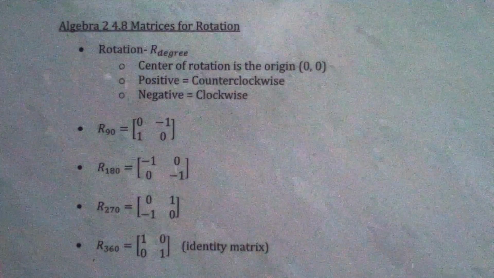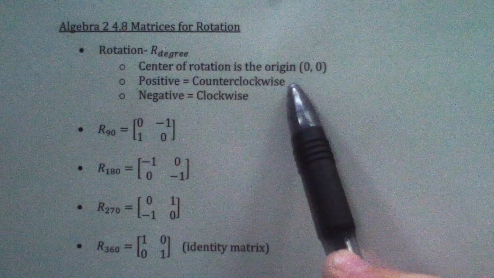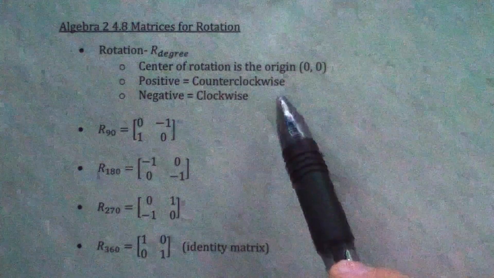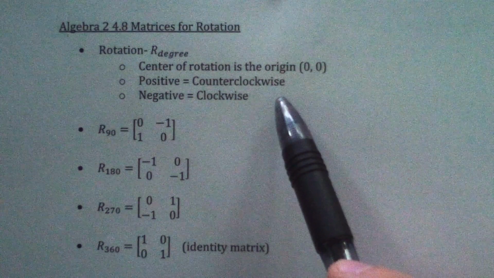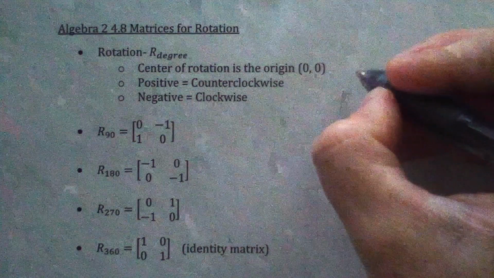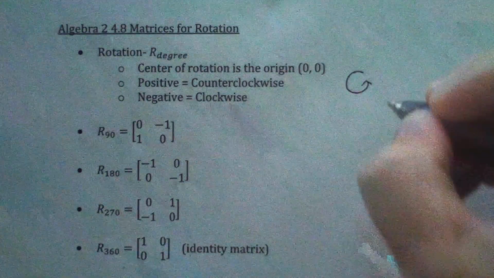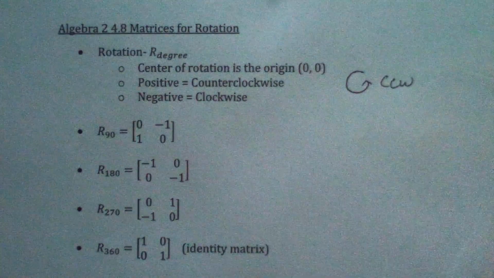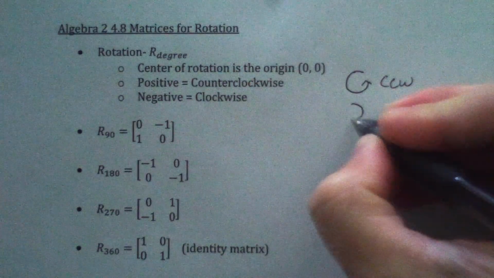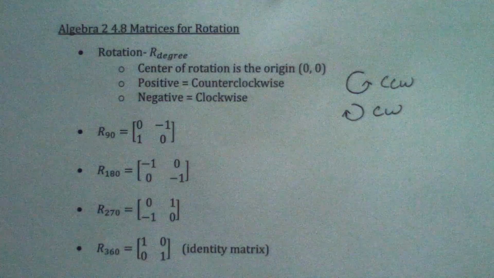And then just a reminder, we talked about this a little bit before, and we talked about it in geometry. If it is a positive degree amount, that is counterclockwise, okay? And counterclockwise would be going that way around. Clockwise would be just how a clock goes, in that direction. So if it's clockwise, negative; counterclockwise, positive.